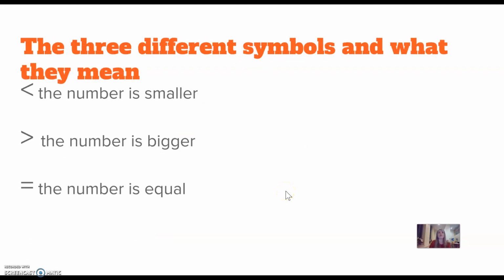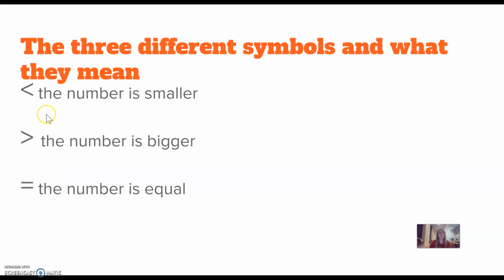Now, before I go on to this slide, if you need to pause at any time, do so. Take the notes you need, and then come back to the spot where I'm at so we can chat some more. So, these are the 3 different symbols. And this is what I want you to take notes on the most. This is the most important slide to learn.